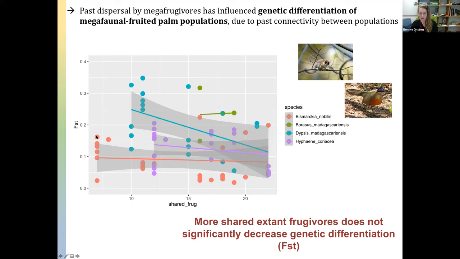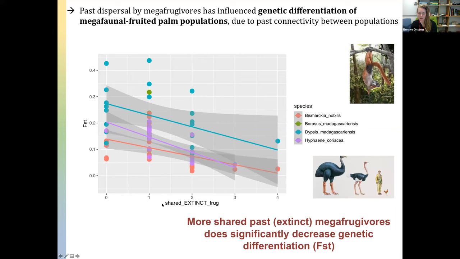Each dot is the FST, a comparison between two populations, and here we have the species. The blue one is the one with small fruits. The other ones have large fruits. And here I compared it to the number of shared frugivores. We would expect that if populations share more frugivores, they will be more connected and therefore have a lower FST. And we only find that here for the small-fruited species, as expected, because these large fruits are not actually dispersed by these smaller-bodied animals that are still there.